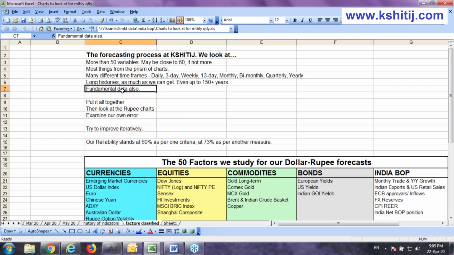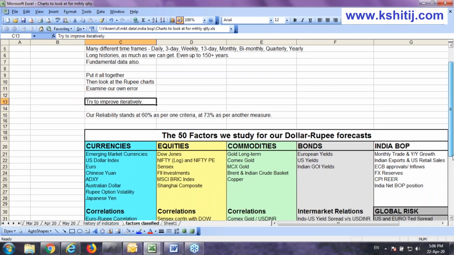As part of the process, we do all this and then we put it all together. And having done that is when we can look at the rupee charts. Thereafter, we examine our own errors, and over time, we try to improve it iteratively. And over the last 14 years, our reliability stands at 60% as per one criteria, and at 73% as per another measure.